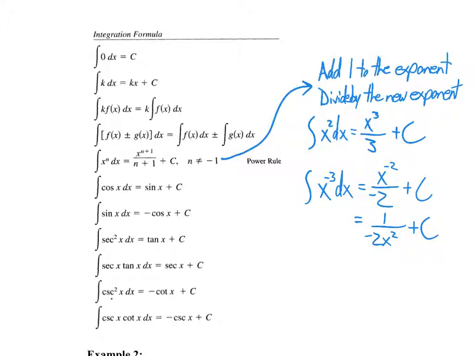Now, you'll notice here this has an extra part to it that wasn't with the derivatives. And that's that n cannot be negative 1. Why would that be? Because when you plug n in and add 1, it gives you 0. So I'd have x to the 0 divided by 0, which is undefined. Okay? We will learn later on a different rule for when we're trying to take the integral or the antiderivative of 1 over x.